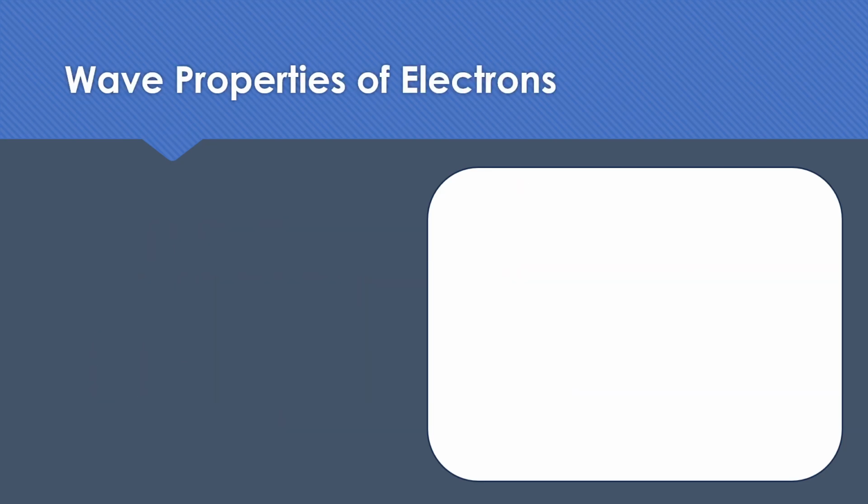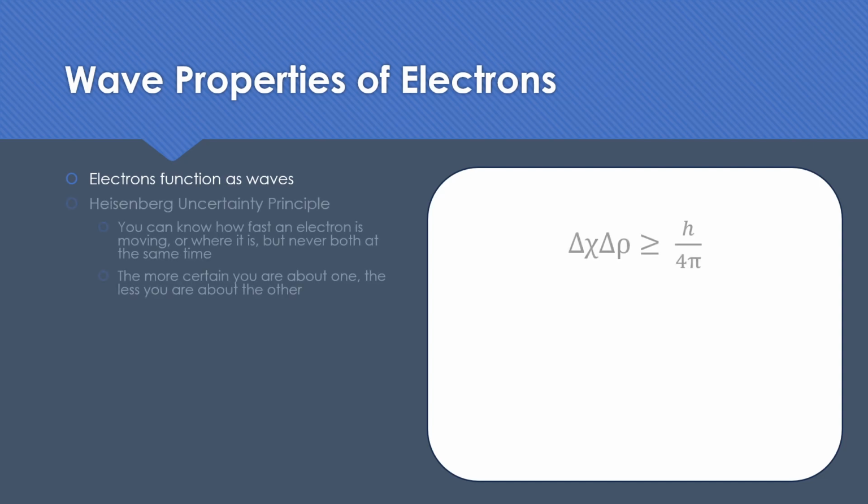So this leads us into wave properties of electrons. Electrons are small enough that they function as waves. And there are 2 ideas that you probably heard of. One is the Heisenberg uncertainty principle. You can know how fast an electron is moving, or where it is, but you can't know both at the same time. Unless you're doing physical chemistry, you probably don't need to worry about this. But basically, you can know one thing or the other thing.